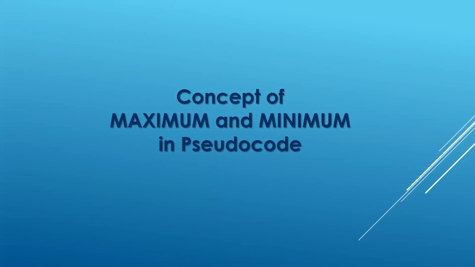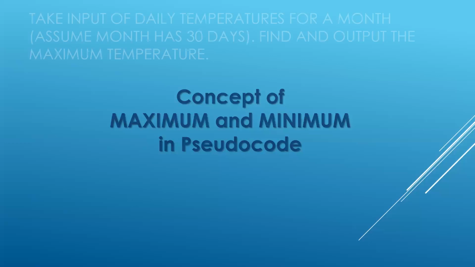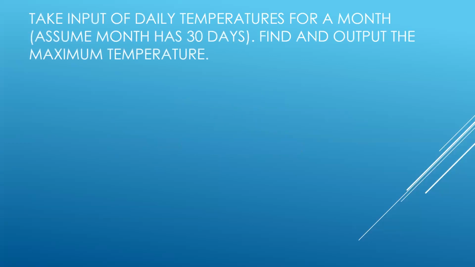Moving on to maximum and minimum, what strikes your mind when you talk about this? Highest and lowest, maximum, minimum. Now, you can see one question. Input of daily temperatures for a month is supposed to be taken, assuming the month has 30 days. And after the month is over, we are finding out and outputting the maximum temperature for the whole month. Now, how will you handle this?